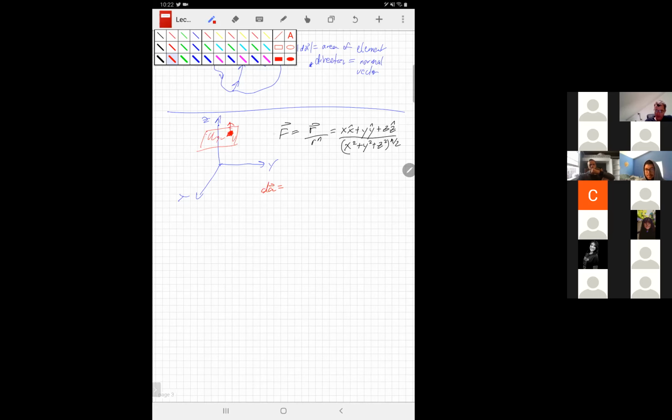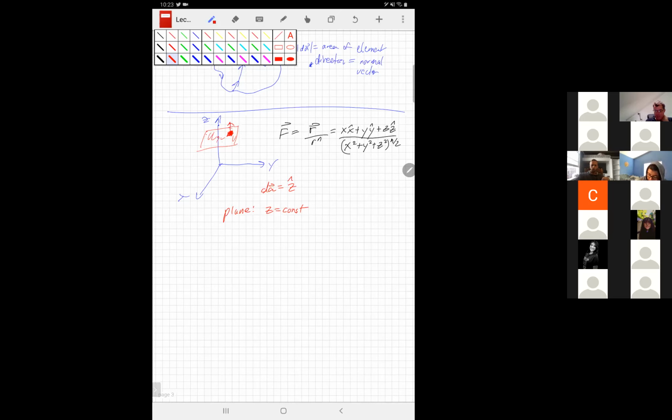Okay, so this plane is perpendicular to the z-axis. So z is a constant. So what can we say right away about the orientation or the direction of dA? It's in z hat. It's in the z direction. Thank you.